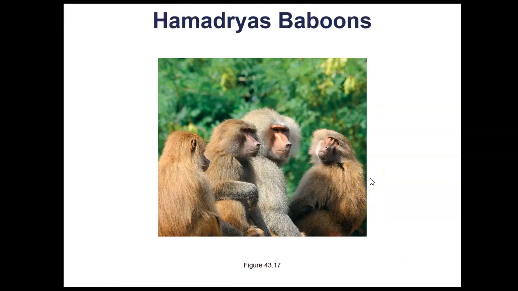So these baboons are at the zoo in Asheboro, the Hamadryas baboons. This is polygamy. So you have the male and then his harem of females.